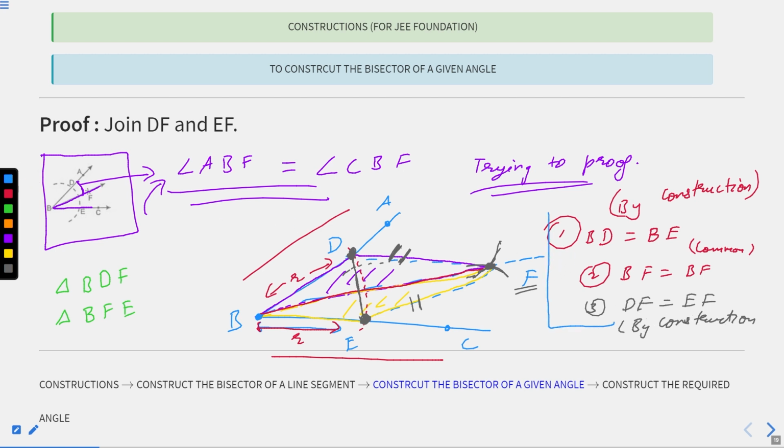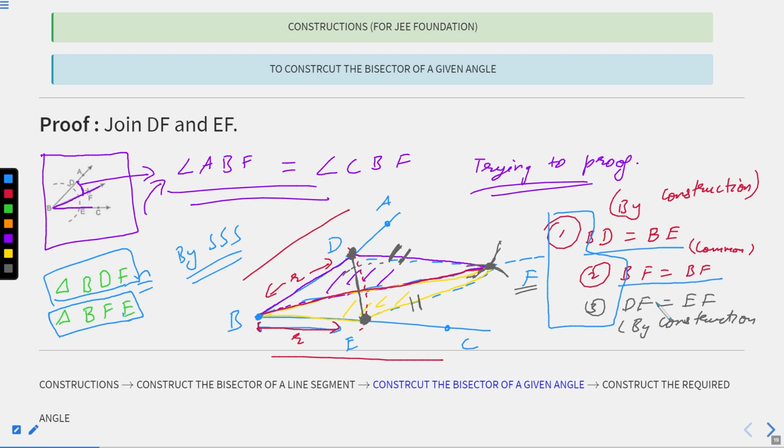So from these three points alone, we can say that these two triangles are congruent to each other by the side-side-side property, because all the sides of this triangle are equal to the sides of this triangle. I hope this is clear, as BD is equal to BE, BF is common, and DF is equal to EF. So we saw that these two triangles are congruent.